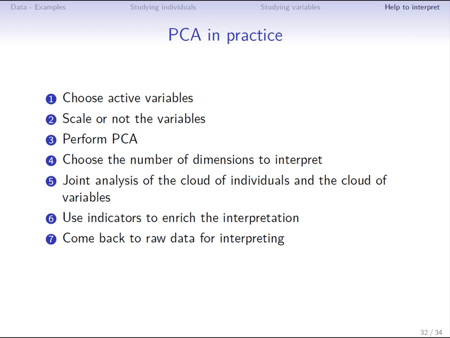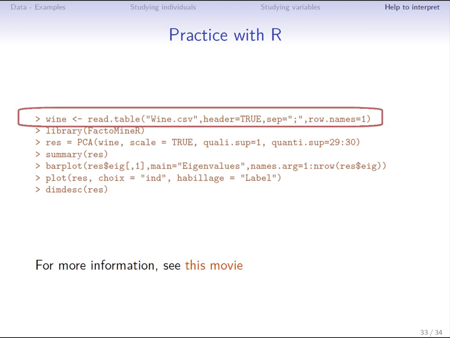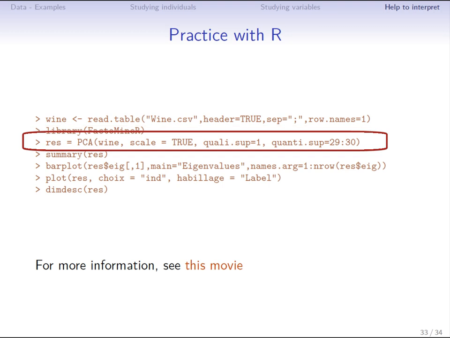Here are the lines of code to perform the PCA on the wine dataset. First, we read the data. Then we perform PCA on standardized data using the argument scale equals TRUE. The first variable is qualitative, so it is a supplementary variable. And variables 29 and 30 are supplementary quantitative variables. The graph of the individuals and the graph of the variables are given.